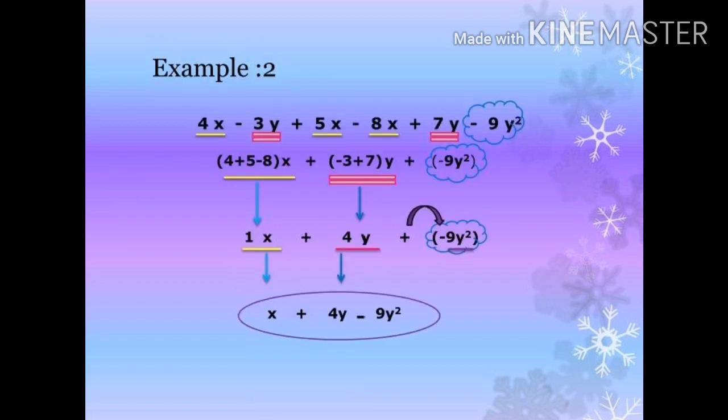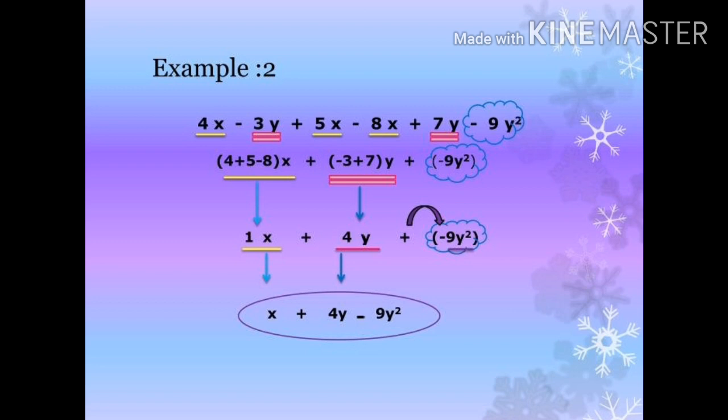Example 2. Here a number of variables and constants are given along with the symbols of operation, that is addition and subtraction. The example is 4x minus 3y plus 5x minus 8x plus 7y minus 9y square. So like terms we are going to group together and unlike terms we are going to group together. Here the unlike term, if you see, is only minus 9y square.